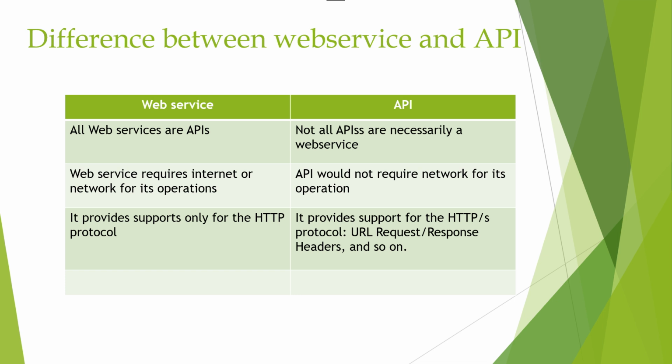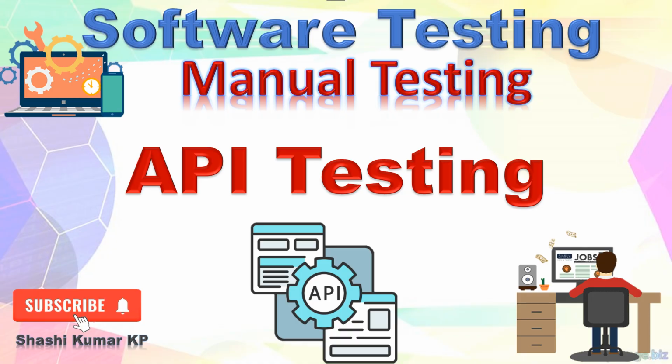Next, a web service requires the internet or a network for its operation, whereas APIs do not require networks for their operation. Web services might not perform all the application-related tasks sometimes, but APIs will be able to perform all such kinds of tasks.